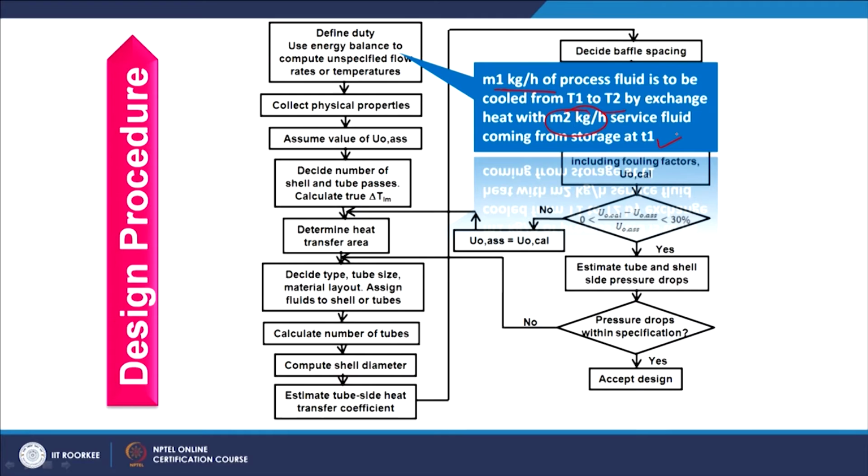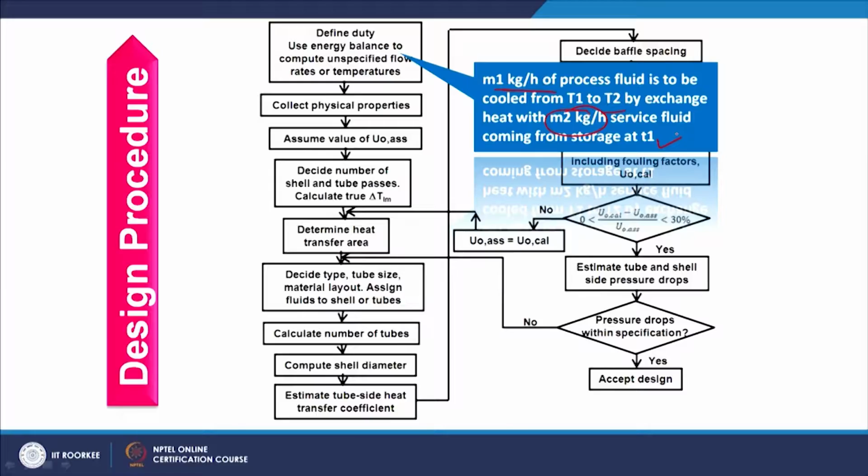Now, how many parameters are given to you? You are given m1, which is the flow rate, and capital T1 and capital T2, which are the terminal temperatures of one fluid, for which the flow rate is m1. So for one fluid, you know the flow rate and the terminal temperatures. For the second fluid, either you know both temperatures and have to calculate the flow rate, or you know the flow rate and one temperature, and the other temperature is unknown. In this way the problem is given to you and you have to define the duty.